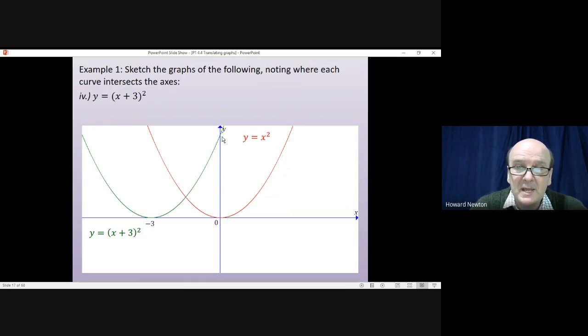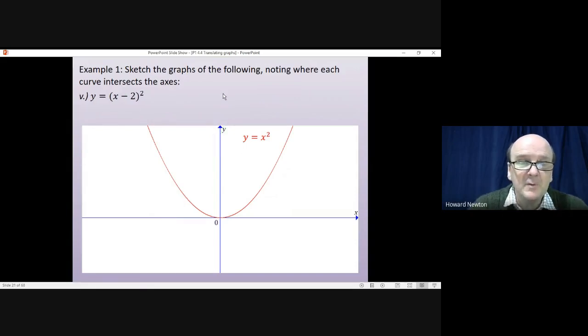There's a crossing point here on the y-axis. Those are always easier to find. You just say what happens if x is equal to 0. Well, if x is 0, we'll just have 3 squared, and 3 squared is 9. So this crossing point up here will be at 9.